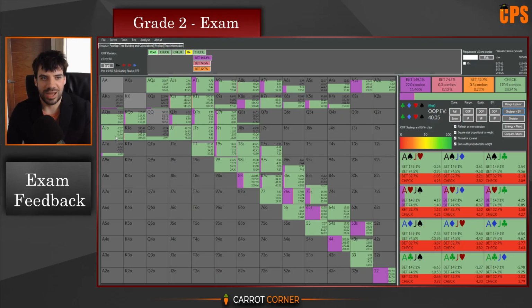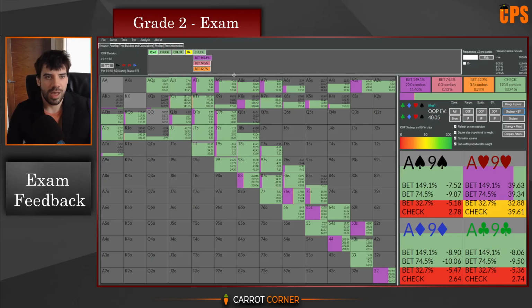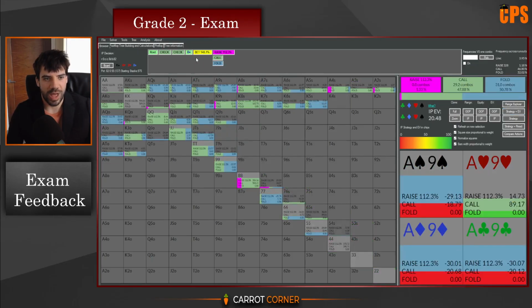So we're not checking this hand because we think it's swimming in showdown value, but the problem with this hand in particular is that it blocks the hell out of villain's folding range. If we look at what villain actually folds to an overbet here, it's going to be, by and large, a lot of ace-x and jack-x.